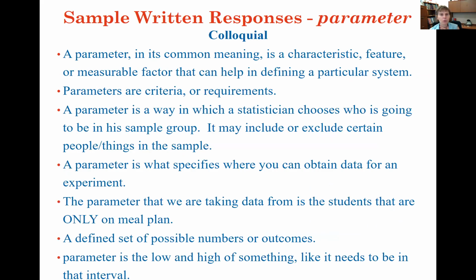And now here are some colloquial definitions. A characteristic or a feature, a measurable factor that defines a system, criteria or requirements. It's a way in which a statistician chooses who's going to be in the group. So it's the criterion for entry, where you can obtain your data, a defined set of possible outcomes, the minimum and the maximum, that in order for something to be included, it has to be in that interval. It has to meet the boundary conditions.